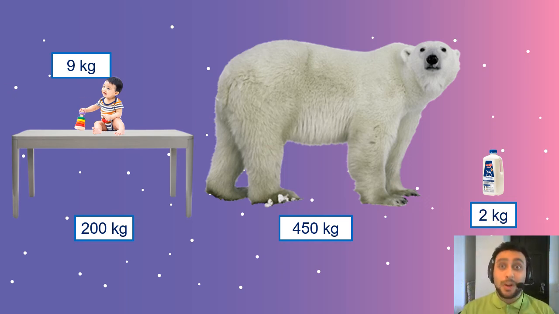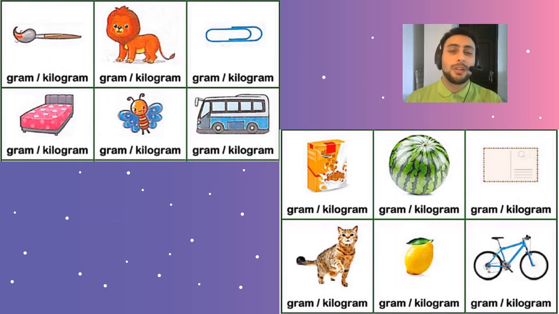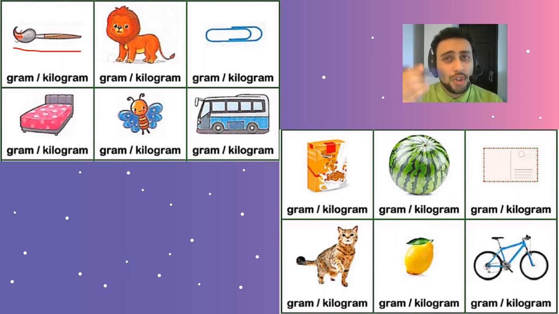Okay, let's see what's next. Okay, guys, let's do a little exercise. We have a little paintbrush. Now, a paintbrush is just like a pen. It's not heavy. It's very light. So, do we use gram or do we use kilogram? Yeah, we use gram because it is very light. It's not even 1 kilogram, so we use gram.